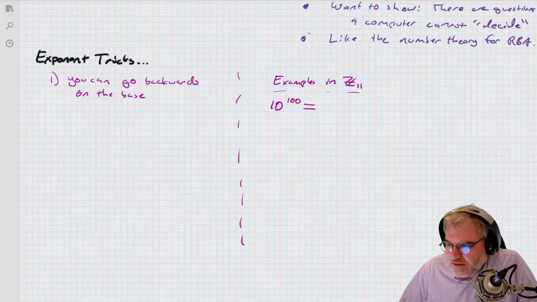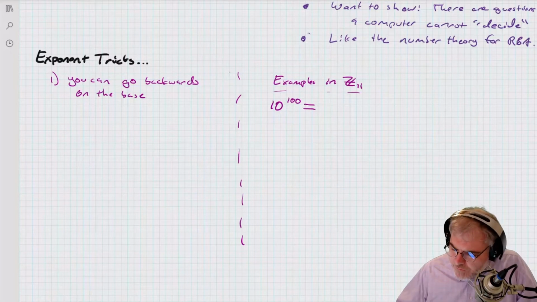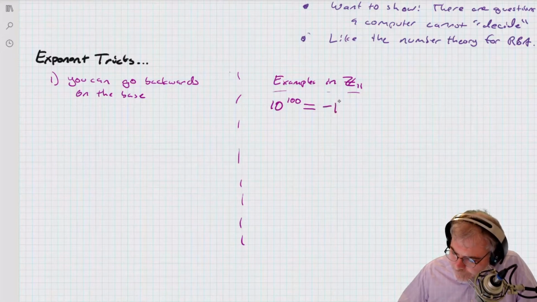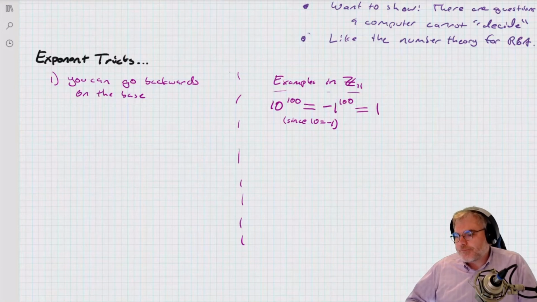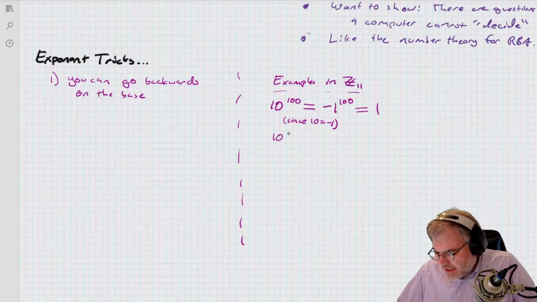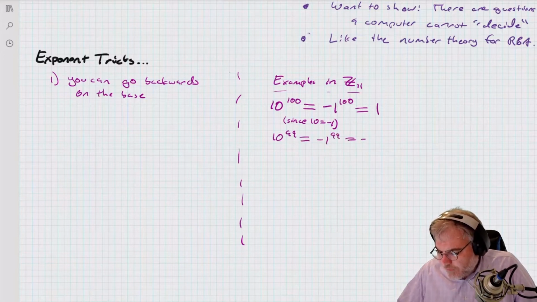Exactly. Remember that mod 11, 10 is equal to -1. And -1 to the 100 is an easy thing to do. I've got an even exponent, so that's going to be 1. Likewise, 10 to the 99 is going to be -1 to the 99, which equals -1, which equals 10.